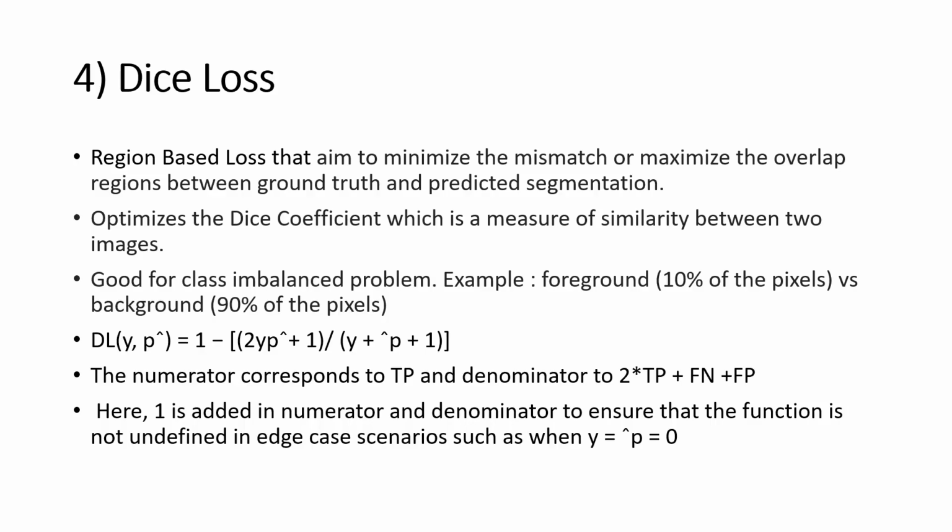Dice loss is basically 1 minus the dice coefficient. In the dice coefficient, the numerator corresponds to true positive and the denominator corresponds to false negative and false positive. This is fine for a discrete valued probability. But if we are talking about a continuous distribution, we formulate this as follows: 1 minus (2 times y times p hat plus 1) divided by (y plus p hat plus 1). Here the numerator corresponds to true positive and the denominator corresponds to twice the true positive plus FN plus FP. You might notice that we have added 1 in the numerator and denominator to ensure that the function works in edge cases where y or p hat is equal to 0.